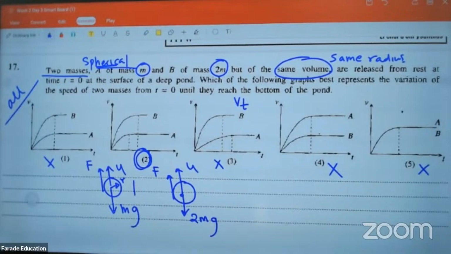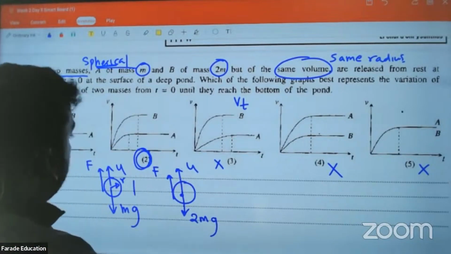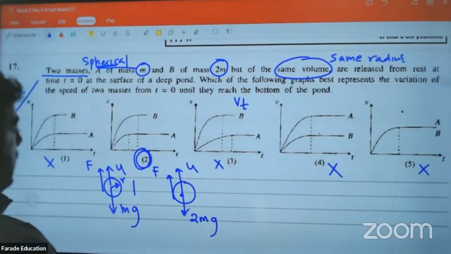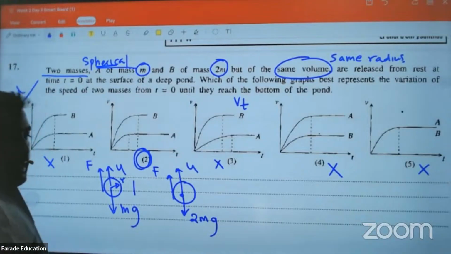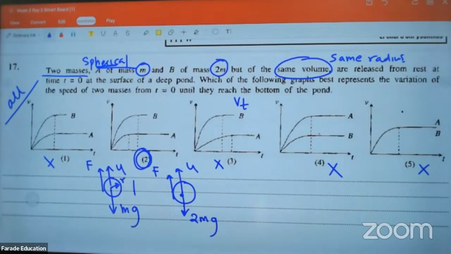Since it is not given as spherical, they had to give all. But if it was given as spherical, the heavier mass will reach a larger terminal velocity.